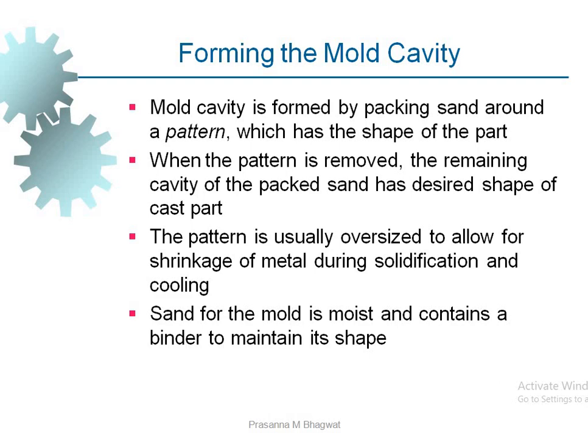Sand for the mold is moist and contains a binder to maintain the shape. So sand contains certain ingredients. That means it contains some amount of water and some amount of binders, so that it provides strength to the sand so that it can stick to the pattern, and when you remove the pattern it will not fall. This is called the green compression strength. Binders are added to improve the binding capacity, so that the sand sticks to the pattern and does not get removed after removing the pattern.